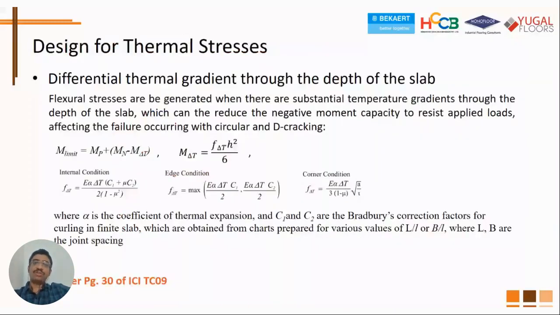Now, the guideline also provides for thermal stresses to be accounted for. So the thermal gradient across the depth of the slab, you need to take that moment off from the negative moment capacity, and all these equations for internal, edge load and corner load conditions are given. You can refer to page 30 of the guideline, and you can find these equations there.